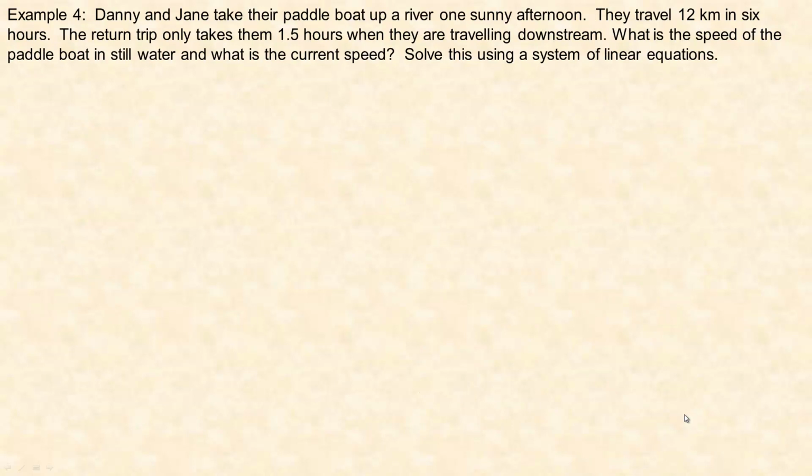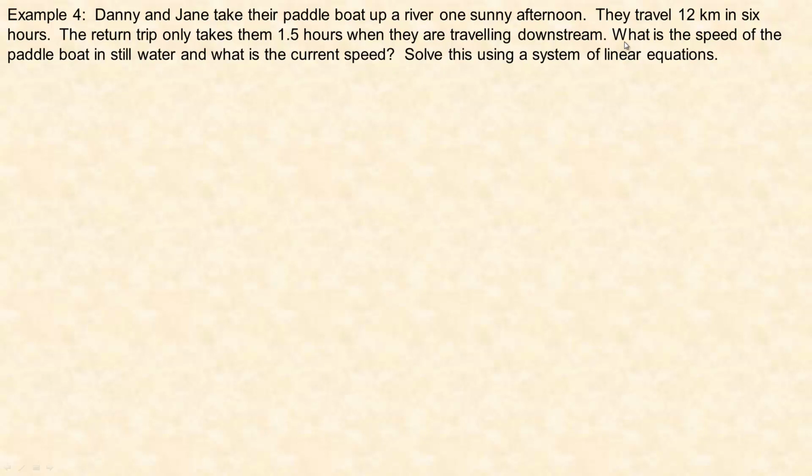Last example, number 4. Danny and Jane take their paddle boat up a river one sunny afternoon. They travel 12 kilometers in 6 hours, so they're going against the current. The return trip, going with the current now, only takes them 1.5 hours, because they're traveling downstream. We're asked, what is the speed of the paddle boat in still water? How fast can the paddle boat go if it weren't in any current? And what's the current speed, the speed at which the river is flowing?